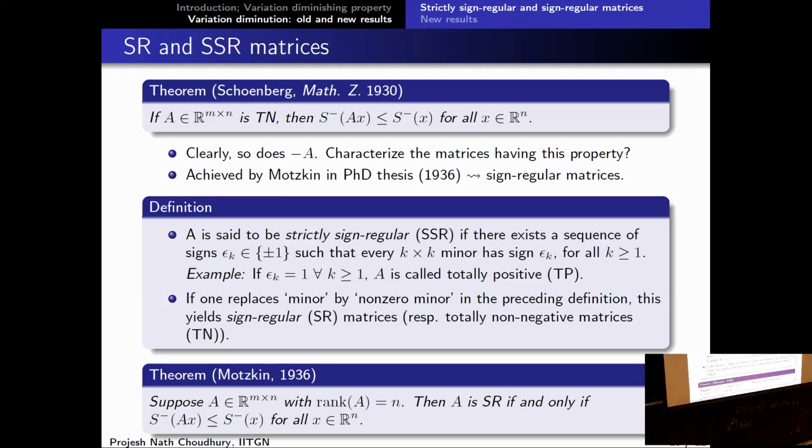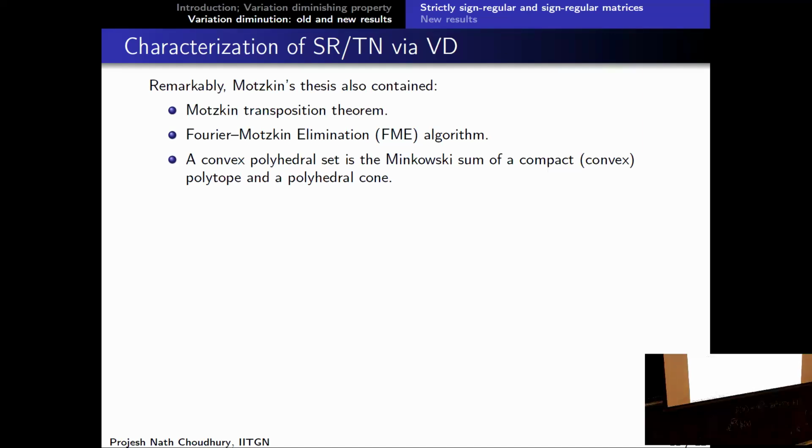Then Gantmacher and Krein in 1950 made further fundamental contributions to the variation diminishing property. They were able to characterize totally non-negative matrices using the variation diminishing property, with some additional conditions, but they also removed the condition on rank. So in Motzkin's results we don't know the sign pattern, but now we can know what the sign pattern is.